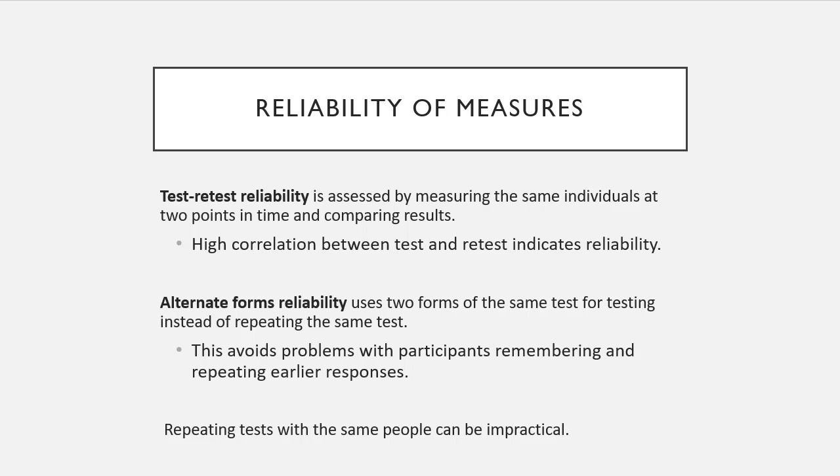We would assume that those scores would be correlated, that if somebody scored high on the first test, they'd probably score high on the second test. But if somebody scored low on the first test, they'd probably score low on the second test. We expect there to be a high correlation between those two tests, and if they are, then we have good test-retest reliability, meaning that the test from time to time stays stable.